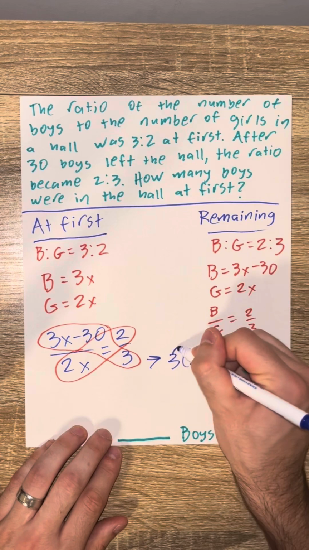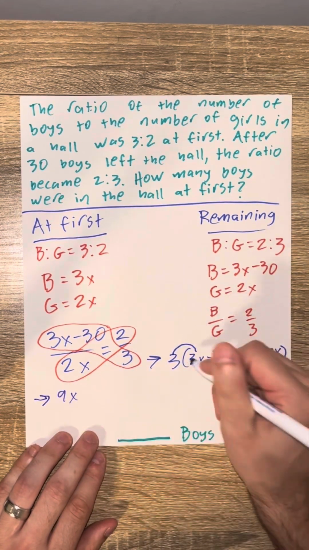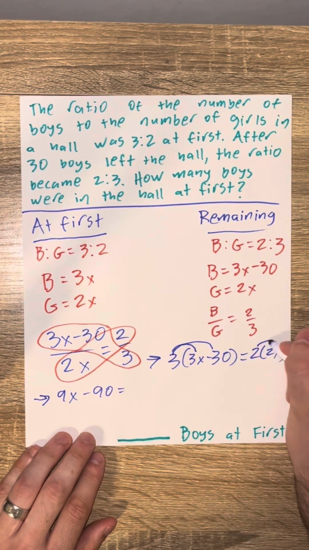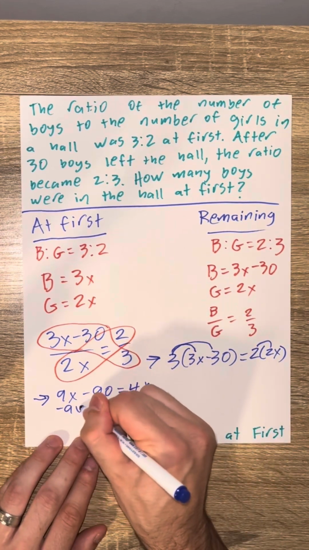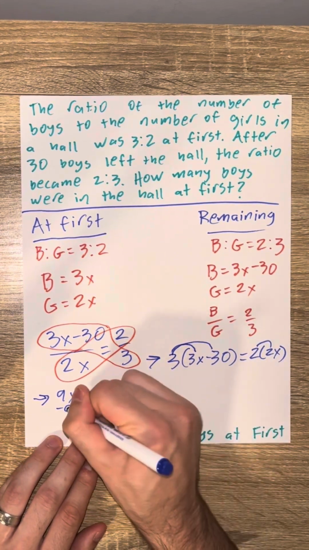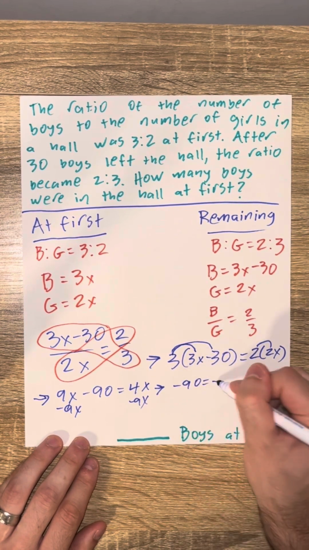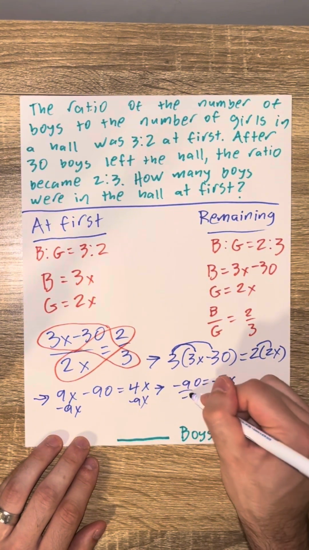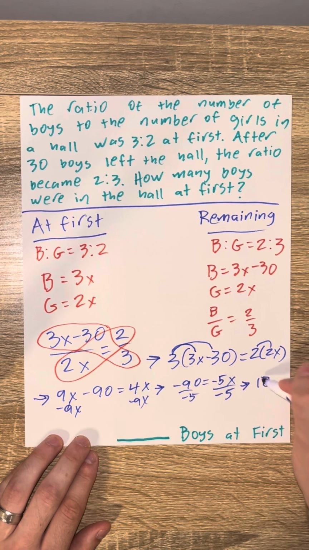Now we'll use the distributive property. 3 times 3x is 9x. 3 times negative 30 is negative 90, is equal to 2 times 2x, which is 4x. Let's subtract 9x from both sides. These cancel. So we get negative 90 is equal to negative 5x. Then we'll just divide both sides by negative 5. Negative 90 divided by negative 5 is a positive 18, and these cancel, so 18 equals x.